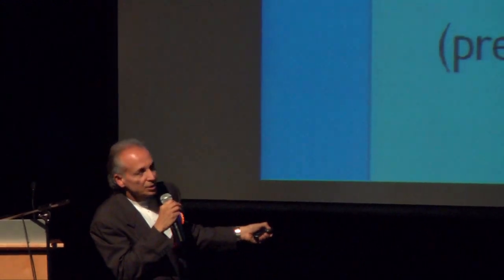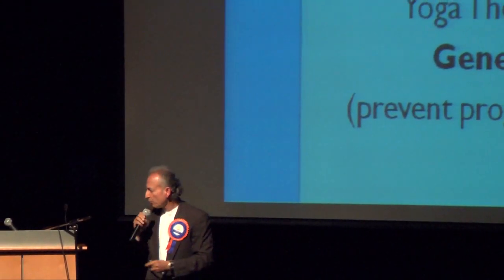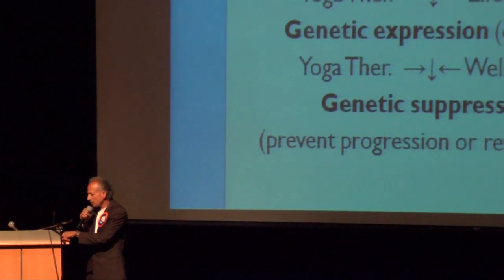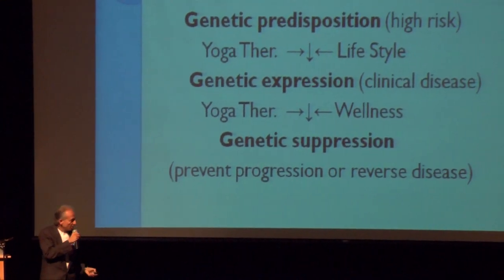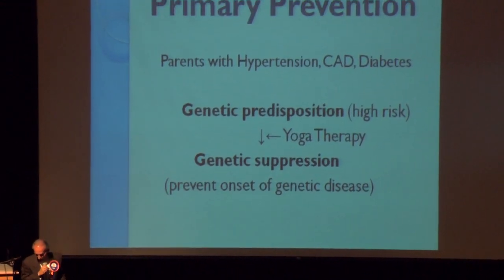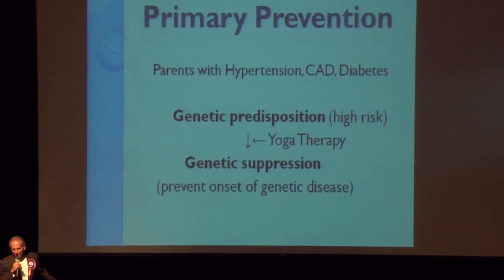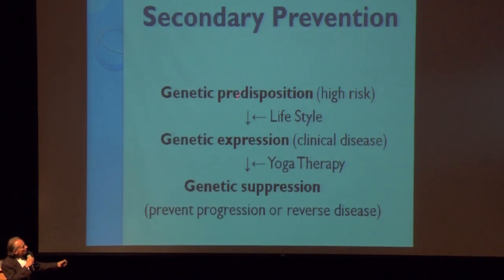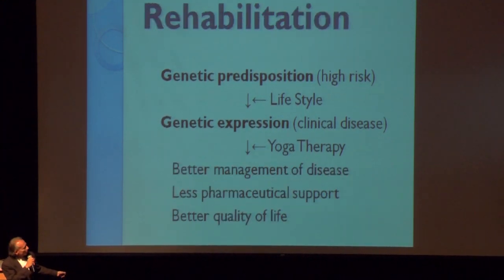You have a genetic predisposition for hypertension or heart disease. You did something in the lifestyle, you get a genetic expression as a clinical disease, and then if you use yoga therapy, you call it genetic suppression. With genetic suppression, you prevent the progression of the disease. It's a very, very important concept. In a couple of minutes, I just want to show you how it works. Primary prevention: my father has hypertension, if I continue yoga therapy, I don't have any hypertension. Secondary prevention: like me, I have a genetic predisposition, I have a heart disease, I have yoga therapy, genetic suppression, I prevent the progression and reversal of the disease.